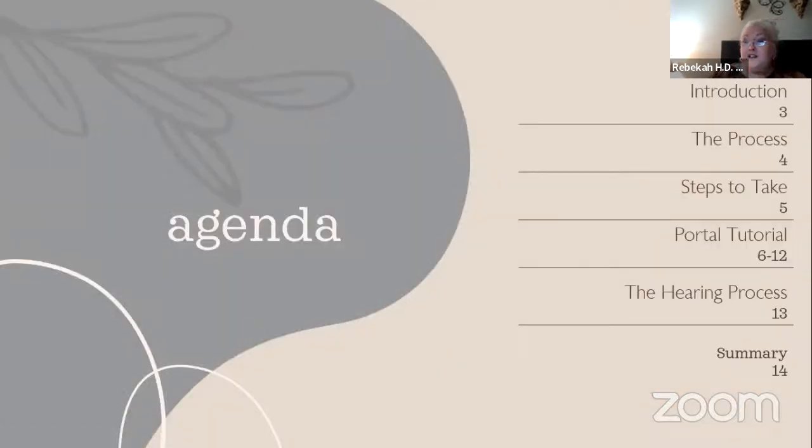Okay, so our agenda today is actually quite simple. I'm going to do a quick little introduction. I'm going to show you the process of starting off with there's a problem and how it navigates through the Landlord Tenant Board, the steps you take. We'll go through those as well. Then we're going to do the portal tutorial. And then I'm also going to do a hearing process, so just very quickly go through what the process is when you're in a hearing. And then we'll follow up with the rest of the steps to take.